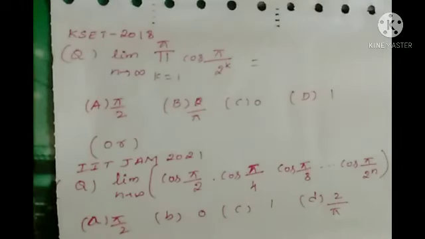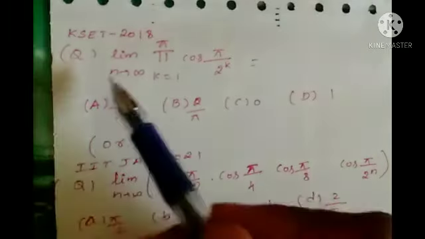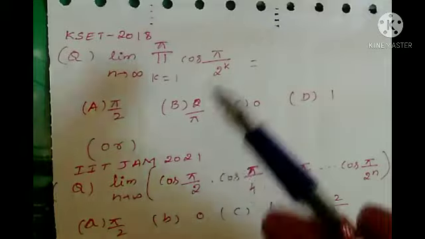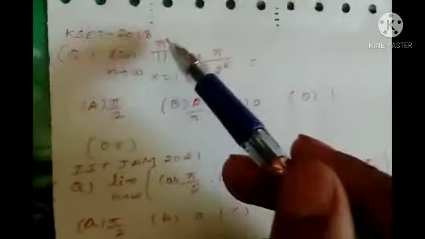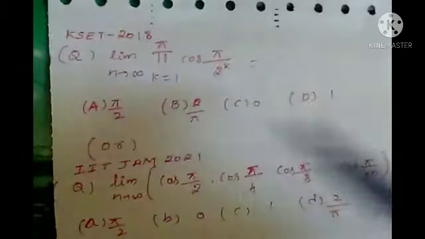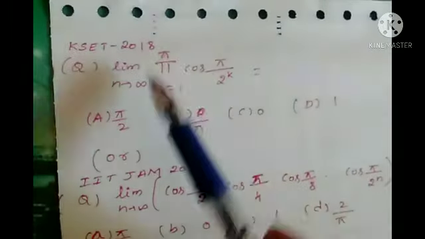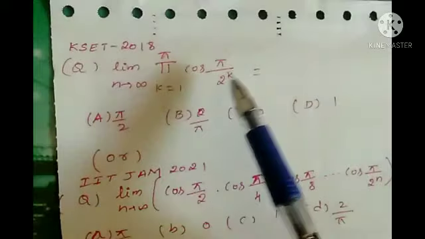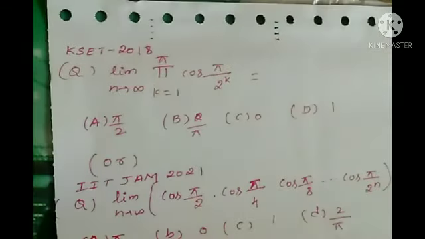In this video I am discussing some important problems asked in various examinations. These are the problems asked in KCET 2018 and IIT JAM 2021. These both questions are the same. Limit n tends to infinity, product k equal to 1 to n of cos of pi by 2 power k, is equal to the given four options. And here pi indicates product, meaning multiplication.